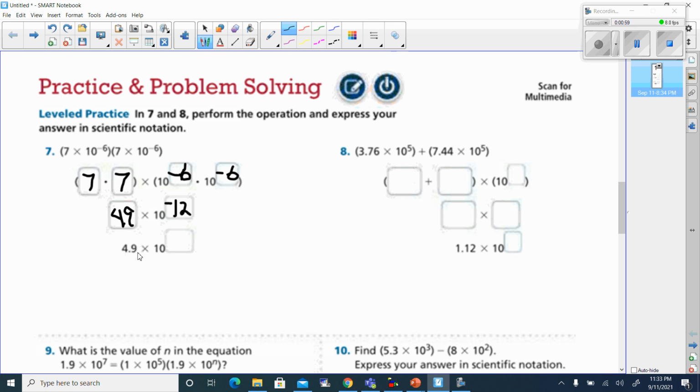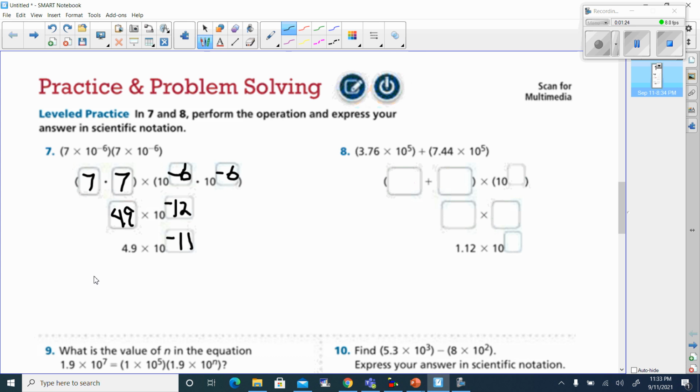And now you notice this is 4.9, and that's because the first number in scientific notation has to be between 1 and 10. So that means this is going to be 4.9. We're moving the decimal over 1, which means we have to go ahead and take 1 away. So this is going to be minus 11.